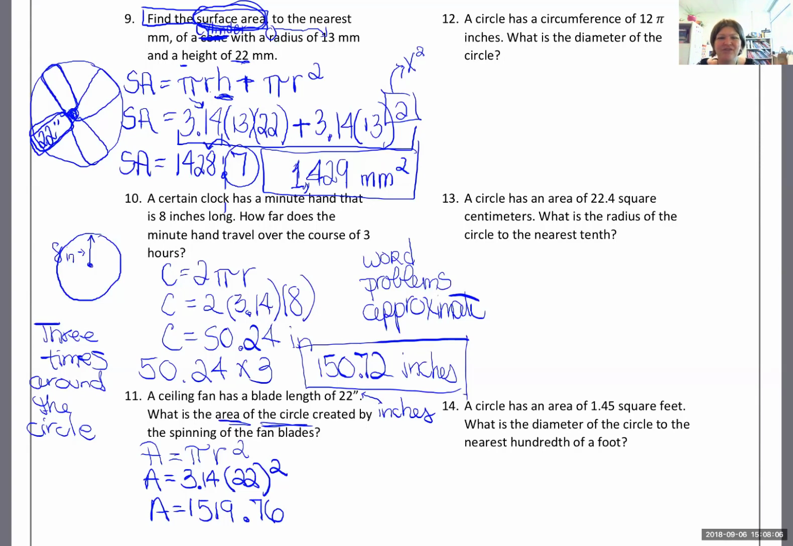And so again, if the GED gave you no rounding directions at all, they would either have you just leave it right here exactly, or it would be multiple choice. So I'm going to leave it right here. And this would be 1519.76 square inches since it's area.